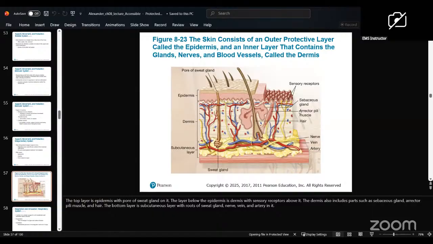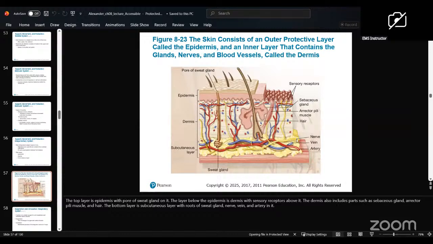But what I really want to hit is the sensory receptors. They lie just under the epidermis, on the top of the dermis. So this is where a lot of our pain receptors are going to come from. When we get burns, especially, and we burn through this upper portion, we've burnt off the sensory receptors.